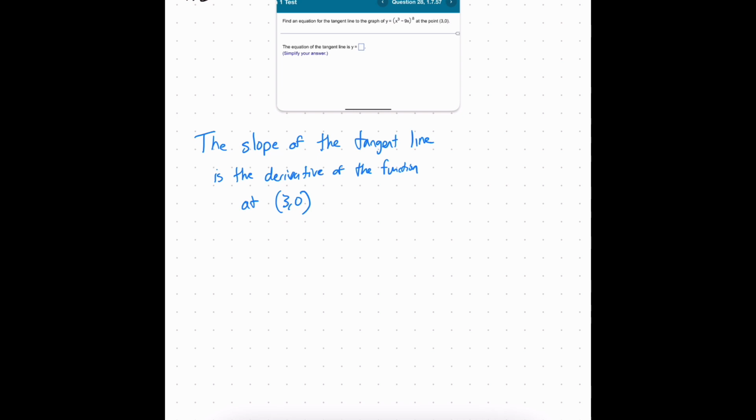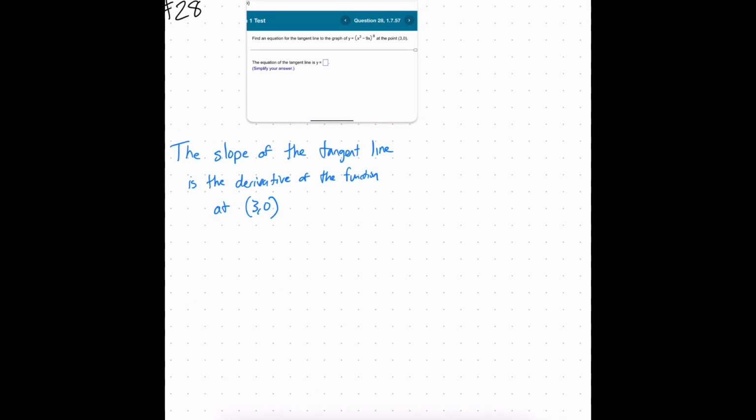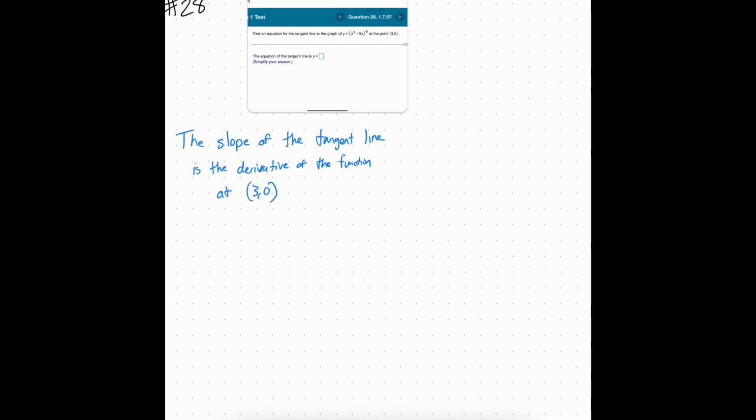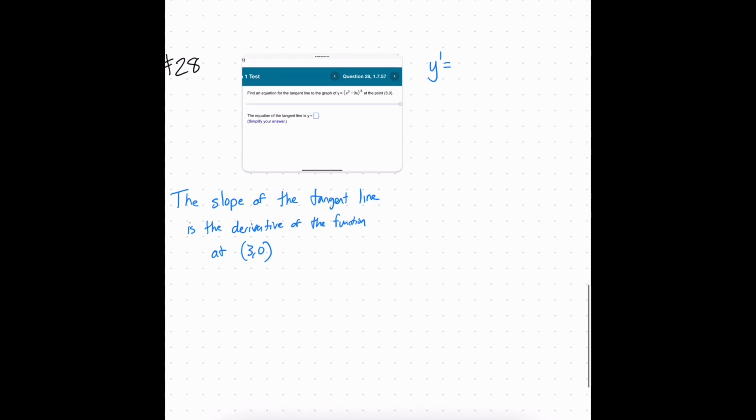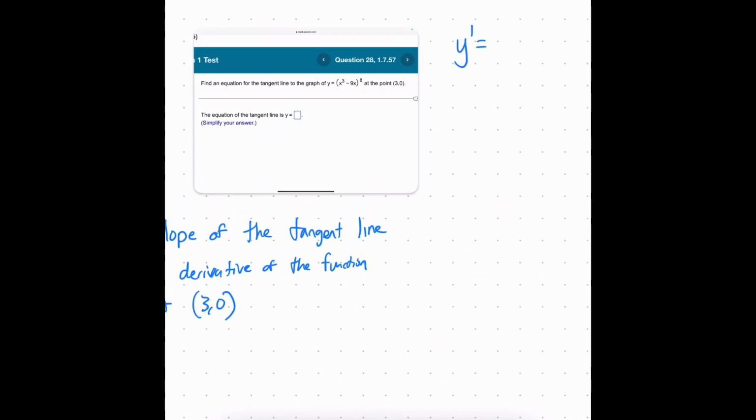So in order for me to be able to write this equation, I need the slope, which means I need the derivative. Okay? So I need to find the derivative of this function. Okay, so y prime. Well, in order to get y prime, I've got a function inside of a function, which means I need to use the chain rule. So I'm going to declare my inside function as u. I'm going to call u equal to x cubed minus 9x, and then that means that y is just equal to u to the 8th.